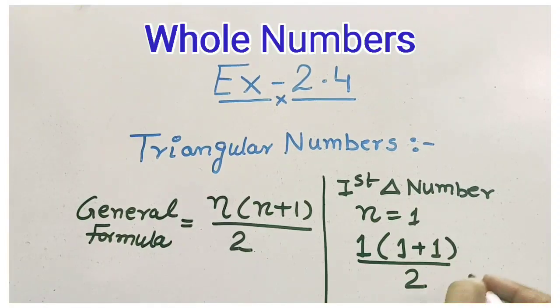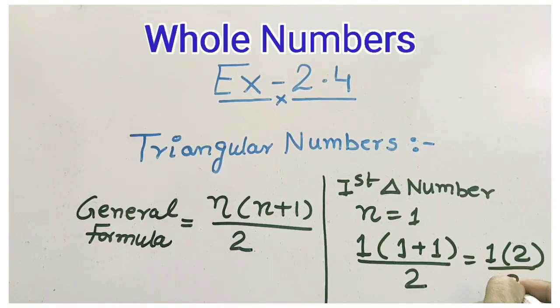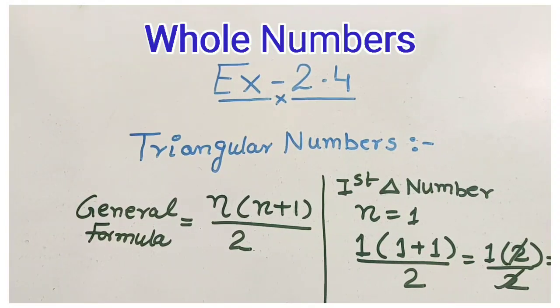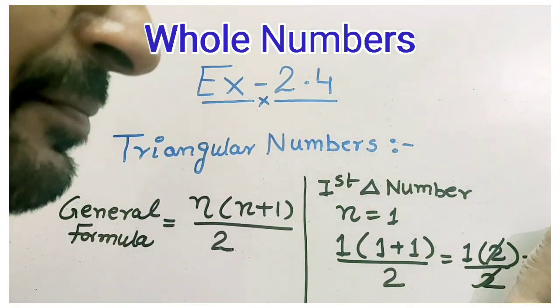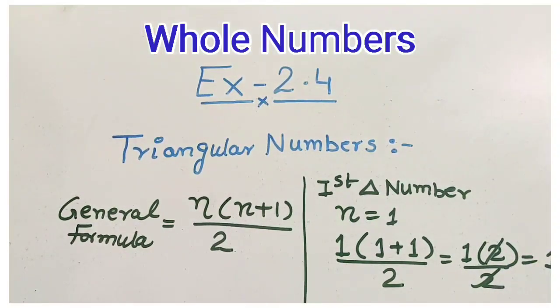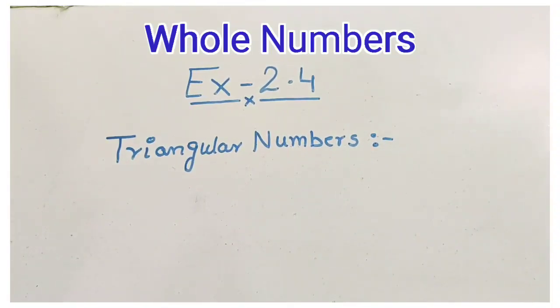Got it? What will we get? 1 into 2 upon 2. The 2s cancel out. We got 1. So the first triangular number is 1. Okay? Now we have to represent this triangular number in the form of a pictorial representation. What will we draw? Just a dot.